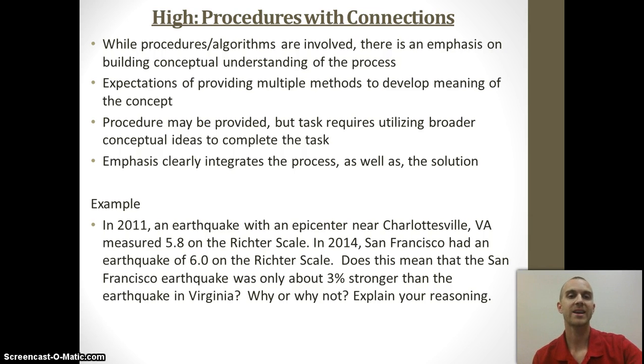Now, why would this be procedures with connections? Well, there's a couple aspects to this problem that require students to build their connections. One is recognizing that the Richter scale is logarithmic. And so what does it mean to go from 5.8 to 6.0 on a logarithmic scale and how those relate? Additionally, you're dealing with the exponents and also the relationship between those two values. So there's a lot of different aspects with that underlying component being understanding and comparing logarithms.